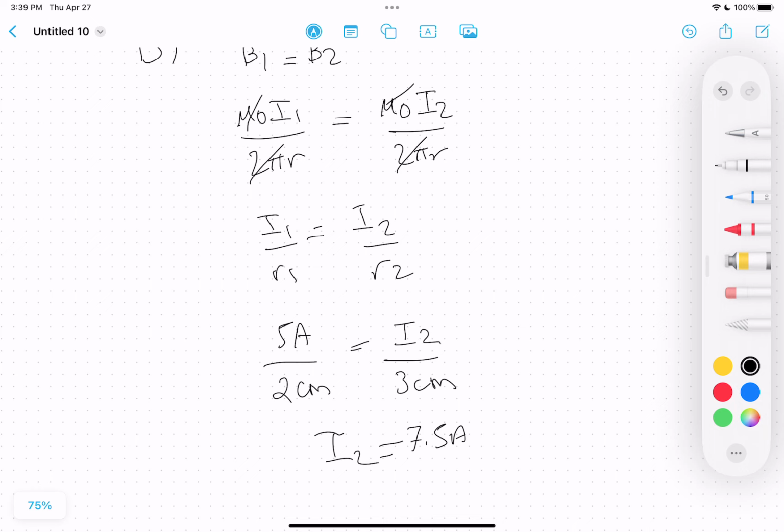So you're just setting them equal to each other. And then you know what I1 is, you know what R1 is, and you want to figure out what I2 is given R2. Basically, you're just trying to figure out what combination of current and distance is going to give you an equal magnetic field. The ratios have to equal each other.